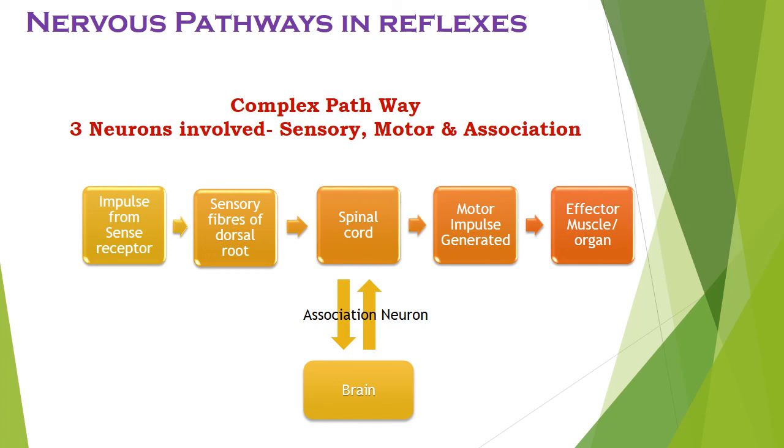The complex pathway basically functions when there is a requirement of too much thinking. For example, solving high order thinking questions, or taking a decision, which involves analysis of the situation. That time this complex pathway works. Okay.